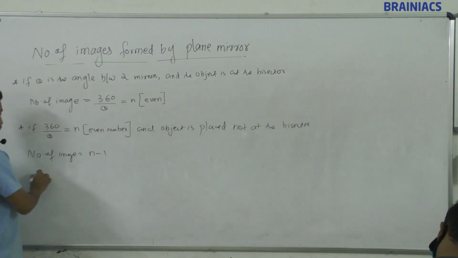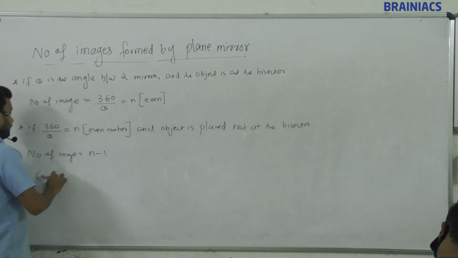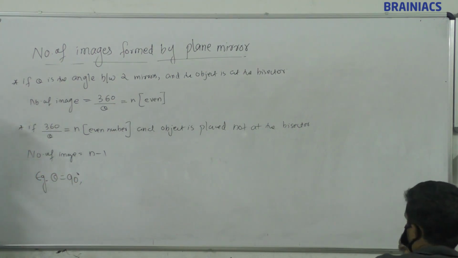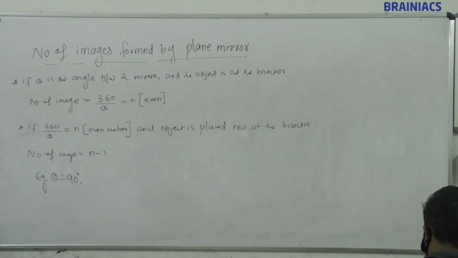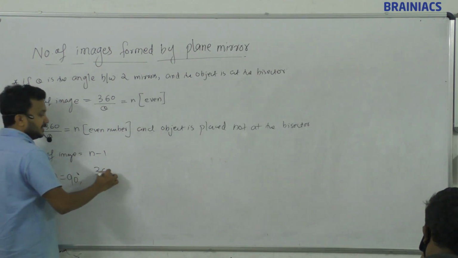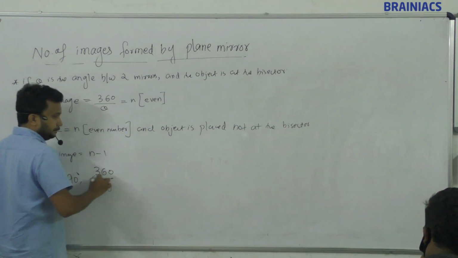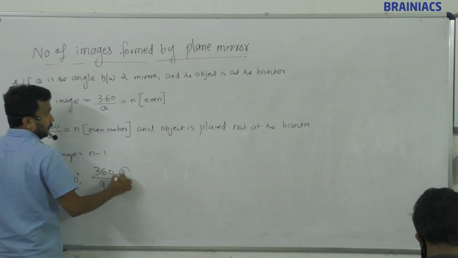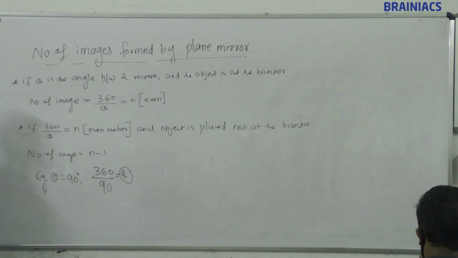Okay, we'll take one example, right? Previously we have done some example. Theta equal to 90 degree. This we have done, right? Two mirrors are placed perpendicular to each other. We know number of images is equal to 3. And it is placed where? Exactly at the bisector. Now we'll see 360 divided by 90. How much will come? 4. So n is an even number, and the wrong one I have written.